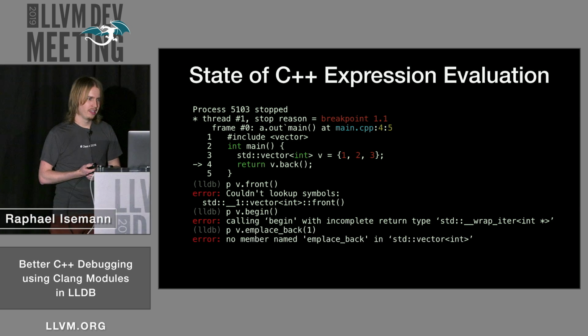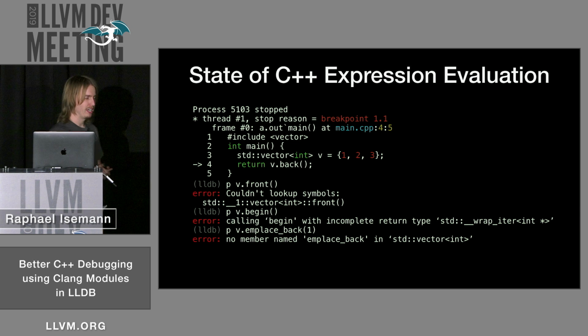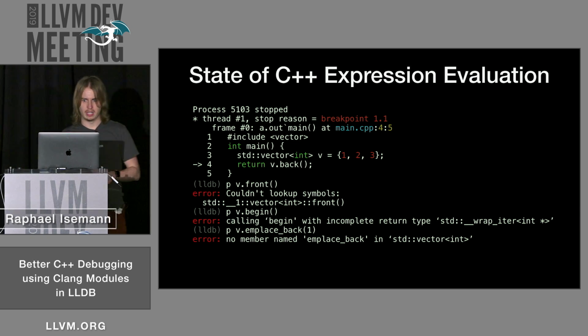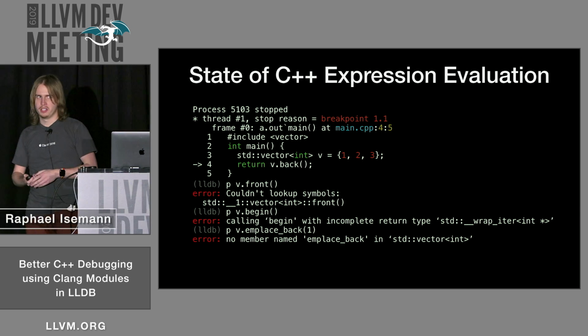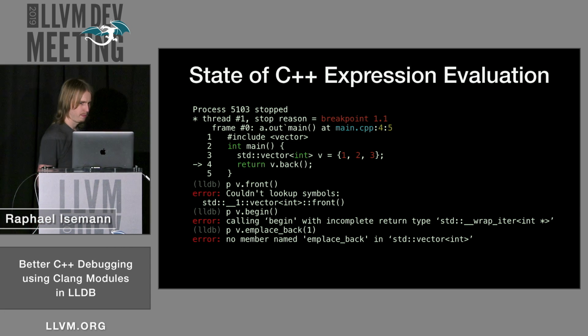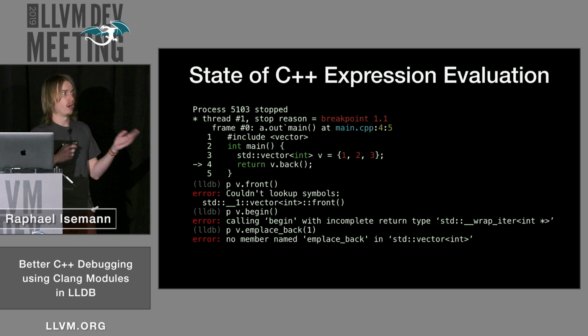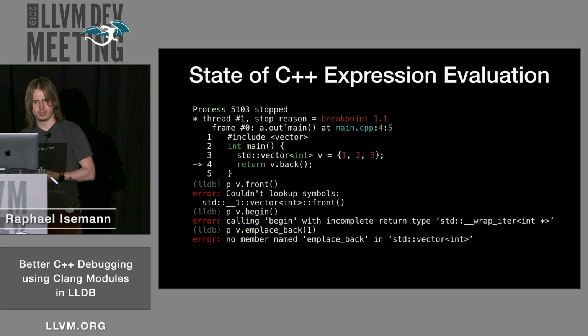So we call in place back on the vector, and LLDB actually claims, even though this is C++11, that vector has no in place back method. It will just error out and say there's no such method, and we get no result back. So we also can change the program state. And this talk will be about why this is happening and how we can fix it with Clang modules.